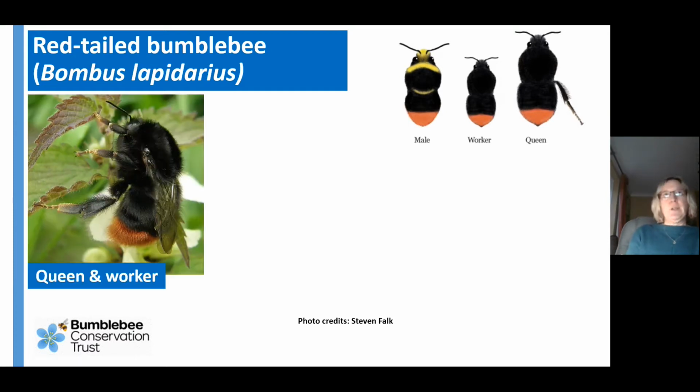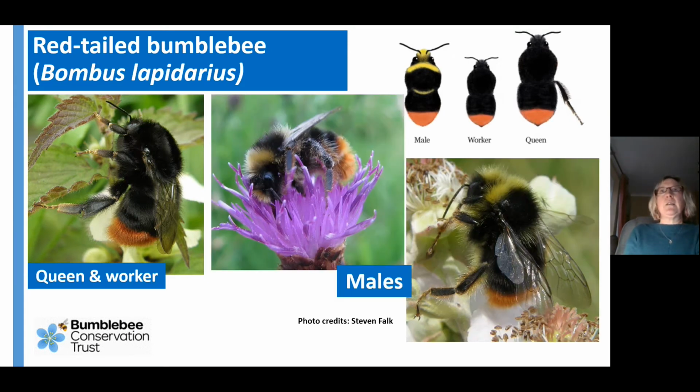So the queens and workers look very similar other than size, and the queens of this species can reach quite a considerable size. And here we have two of Stephen's images of the males, and you can see there where the males differ from the females in having these yellow collars and fluffy yellow faces, with a dash of yellow just at the back of the thorax as well. So not as yellow as the males of the early bumblebee, not quite so much yellow on the males of the red tail.